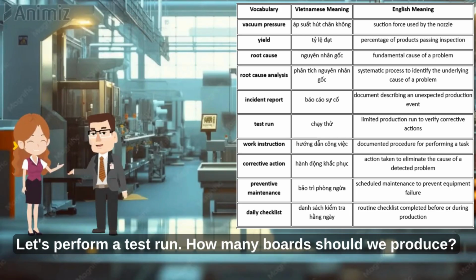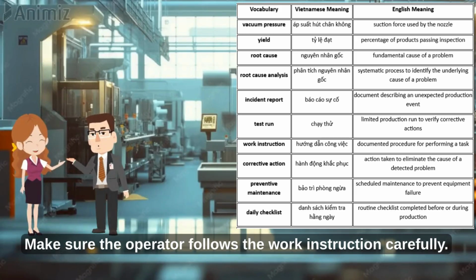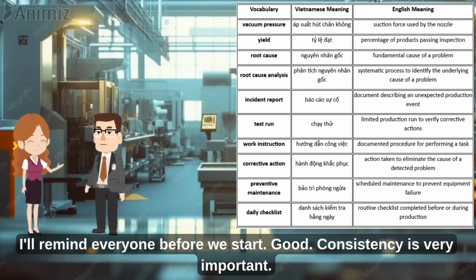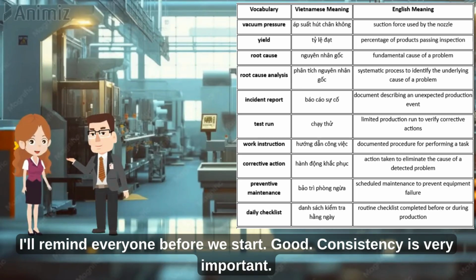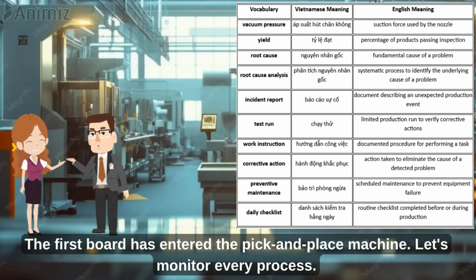Excellent. Let's perform a test run. How many boards should we produce? Let's start with 20 boards. Production is ready. Make sure the operator follows the work instruction carefully. I'll remind everyone before we start. Good. Consistency is very important. The first board has entered the pick-and-place machine. Let's monitor every process closely.